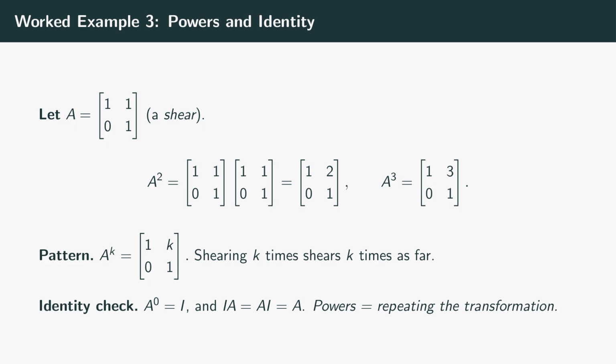And the base case fits the convention. A to the 0 is the identity, the do-nothing map, the shear applied 0 times. The identity in turn satisfies the identity times A equals A and A times the identity equals A, sitting in the powers like one sits among the integers.